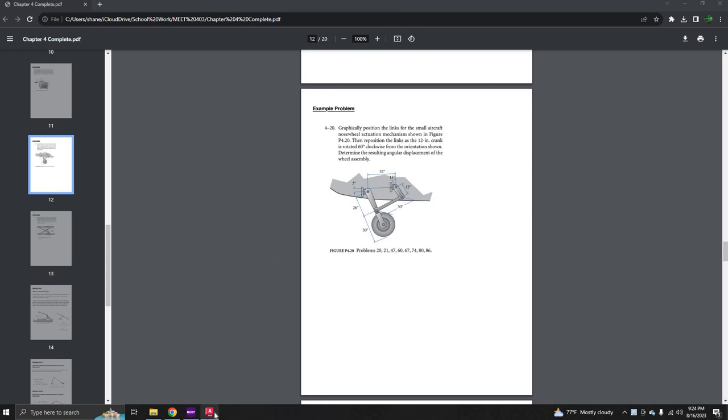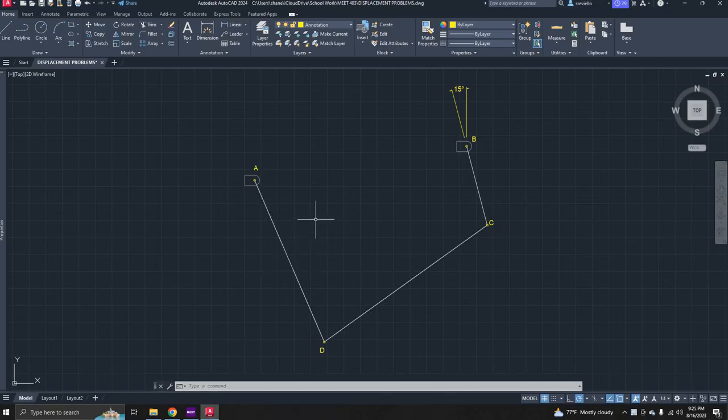So let's jump into AutoCAD. I've already gone ahead and drawn our base configuration with BC, our 12-inch driving link, located at 15 degrees, and D being the wheel assembly will be extending off of point D.